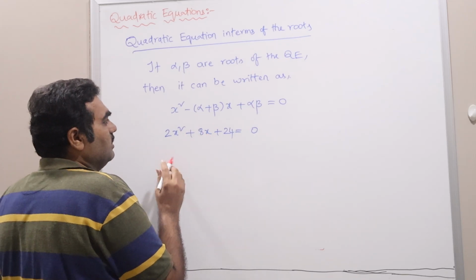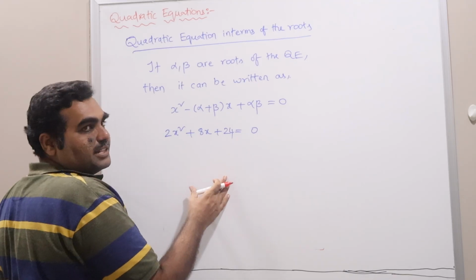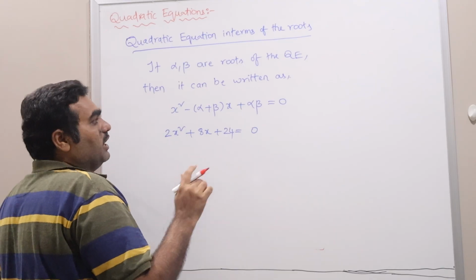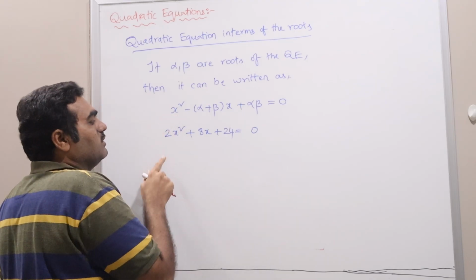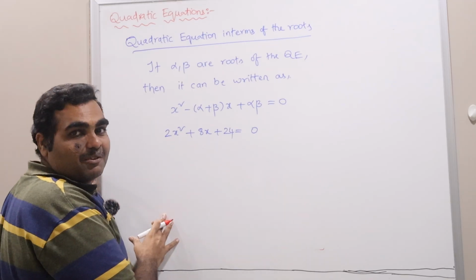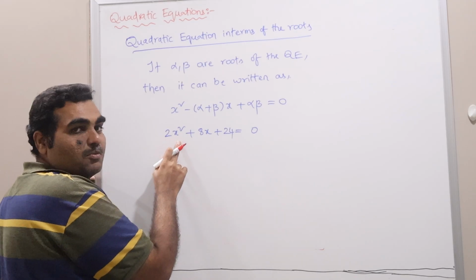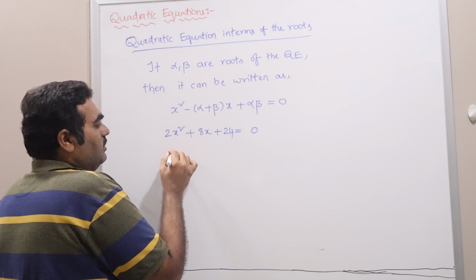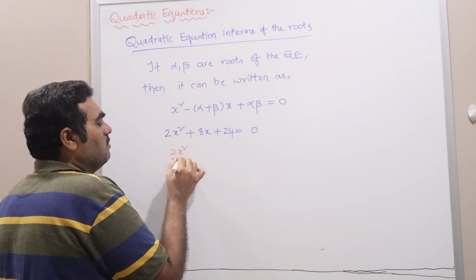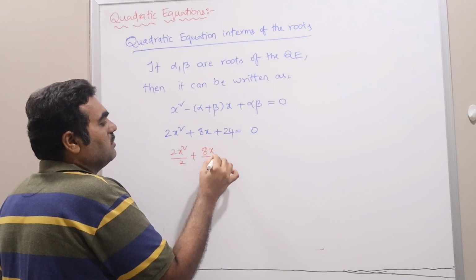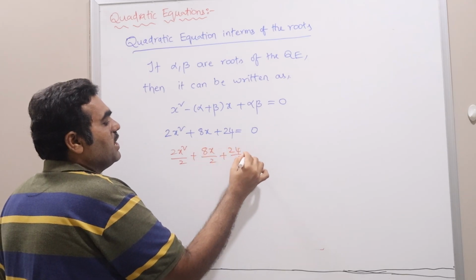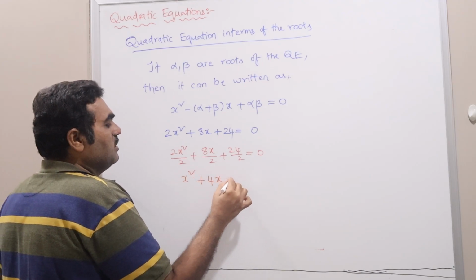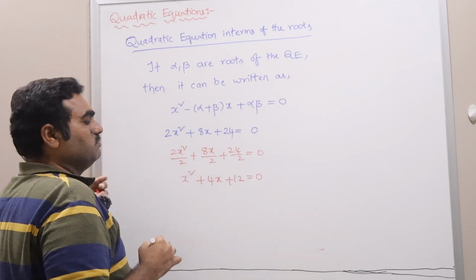So what is alpha beta here? Before going for that, you need to see whether it is in the standard form or not. Is this in the standard form? No. In the standard form, the coefficient of x square must be 1. So you need to divide the given quadratic equation by 2 first to eliminate the coefficient of x square. So if I do that, I get 2x square by 2 plus 8x by 2 plus 24 by 2 is equal to 0, which gives me x square plus 4x plus 12 is equal to 0.